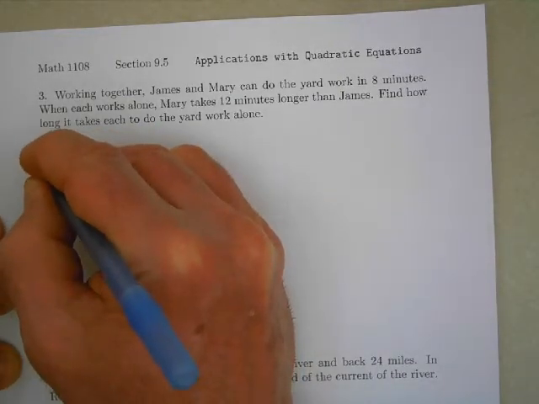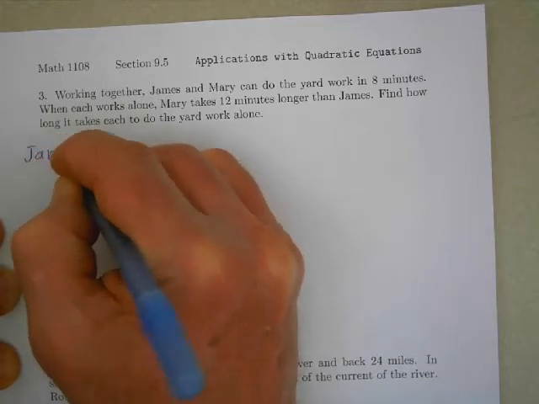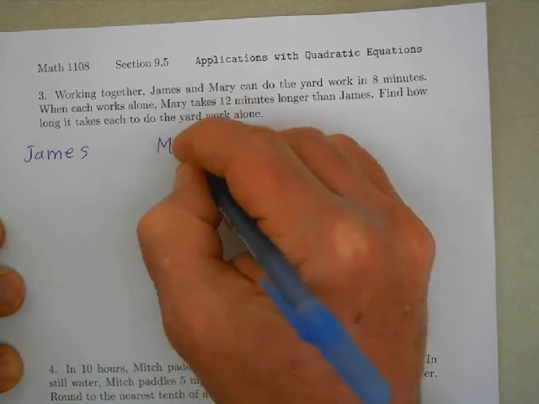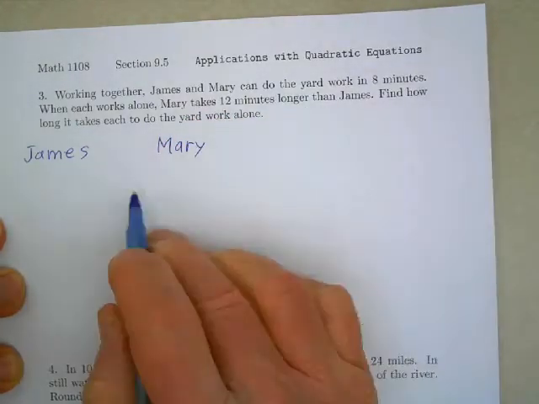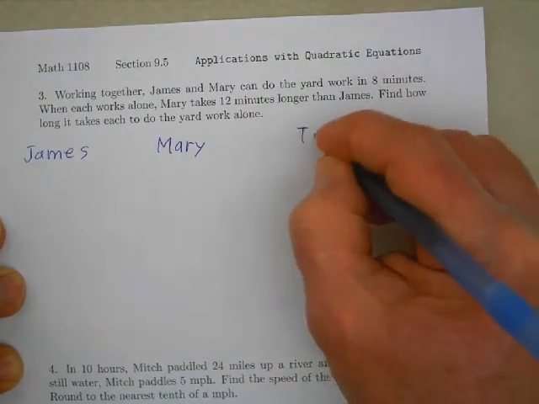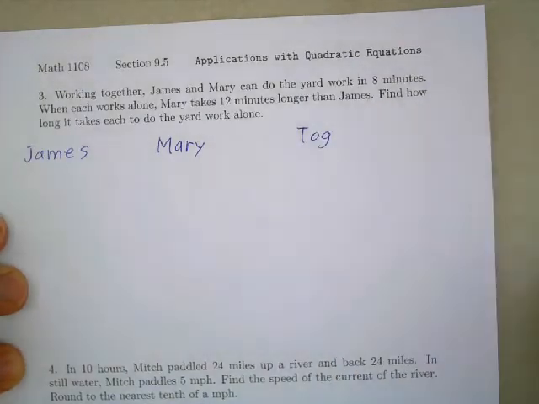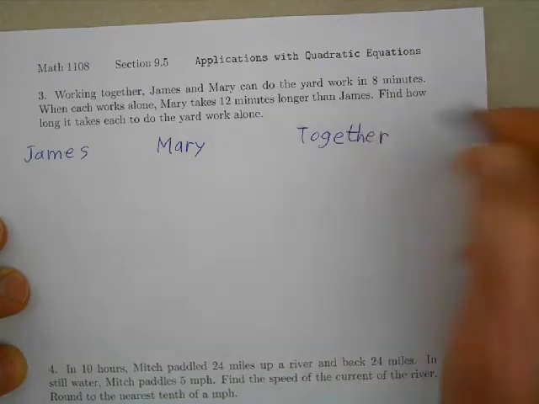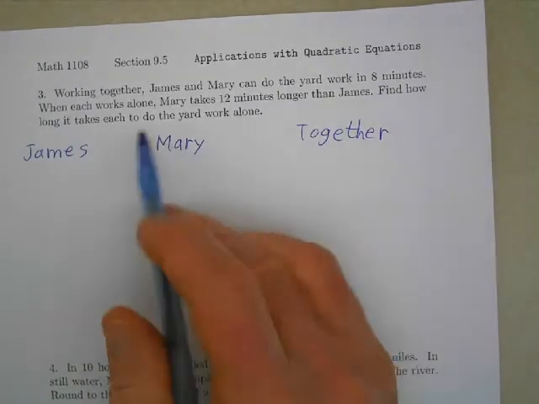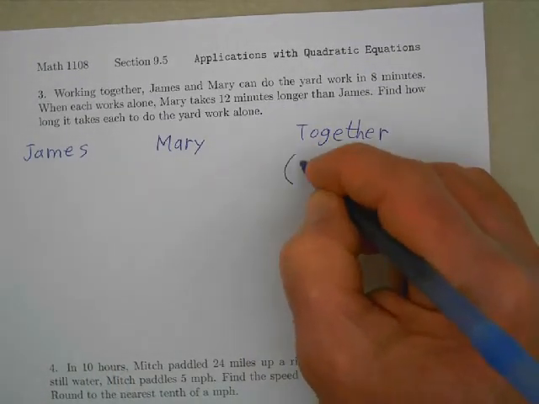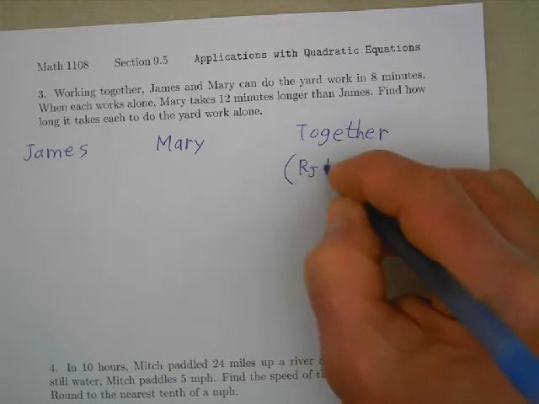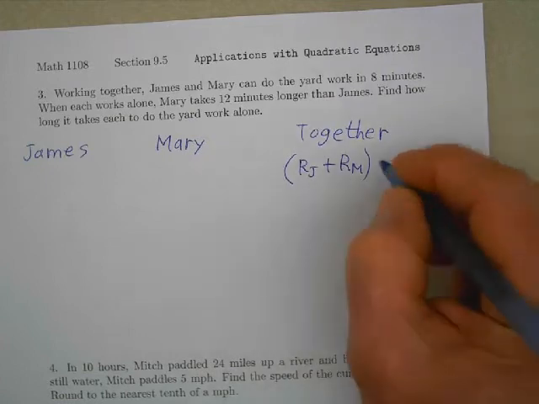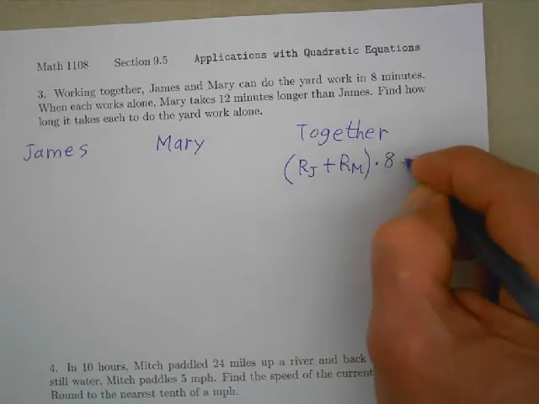So we'll write down a rate times time equals 1 equation for James, a rate times time equals 1 equation for Mary, and then a rate times time equals 1 equation when they work together. So first we're told that when they work together, James works at a certain rate, Mary works at a certain rate, and so when they work together we add the rates, and in 8 minutes they can do the job.